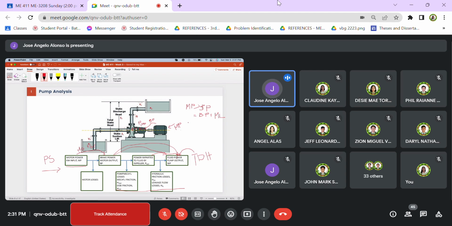So we can say that the brake power is always greater than the fluid power, or brake power is equivalent to fluid power plus all the mechanical losses. Mechanical losses, disc friction losses, hydraulic friction losses, and leakage flow losses. So kapag binigay sa problem yung tinatawag na leakage flow, then associated yan with the power imparted to fluid by the impeller.